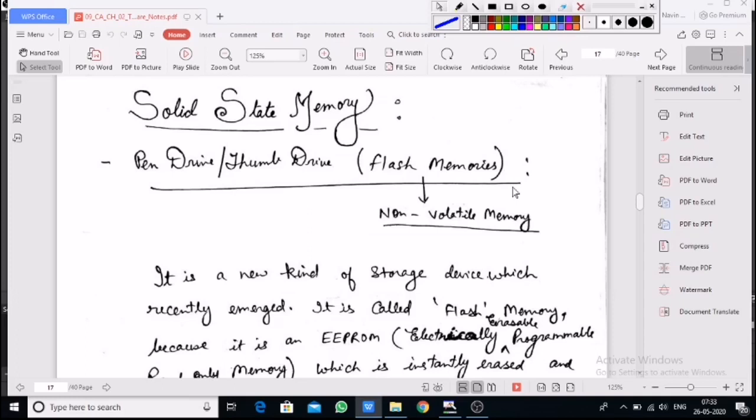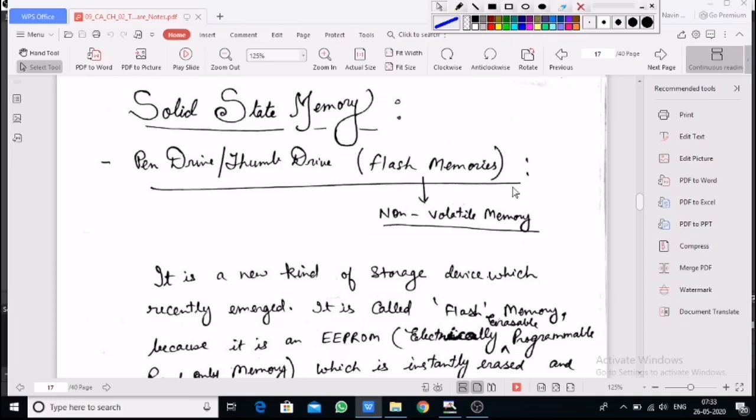When it falls down on the floor or anywhere else, it might be damaged. But in solid state memory no such issue comes, because it does not contain any movable parts, right? So that is why it is solid state memory, and it is more durable, right?